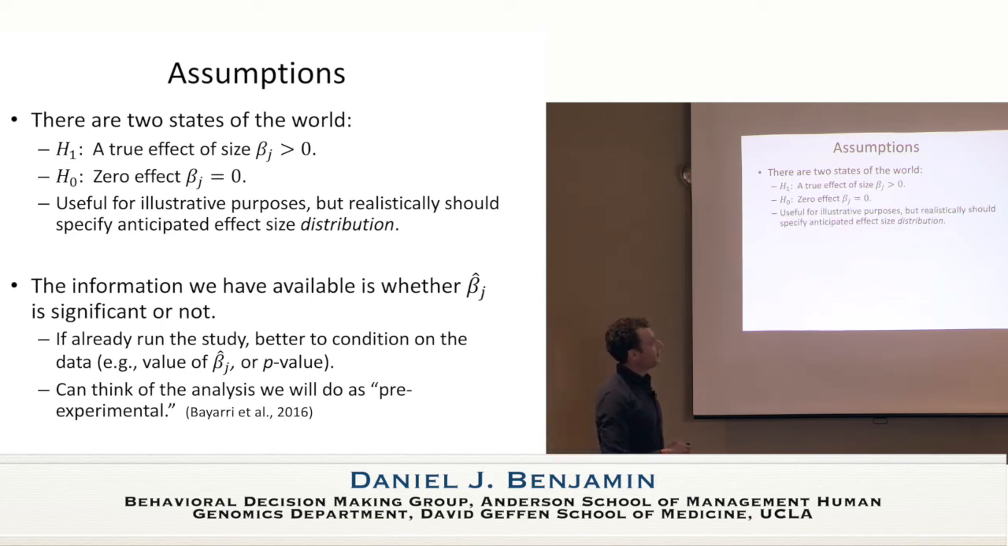Now, if you're going to do these Bayesian calculations in practice, you'd want to specify a distribution of effect sizes. But again, we're simplifying here. So the only information we're going to have is whether we found a significant effect or not. Now, in practice, I think Patrick's going to talk about how credible effect estimates are. In practice, you'd want to take into account what the actual estimate is, but we're going to imagine all we're looking at is whether it's significant or not.